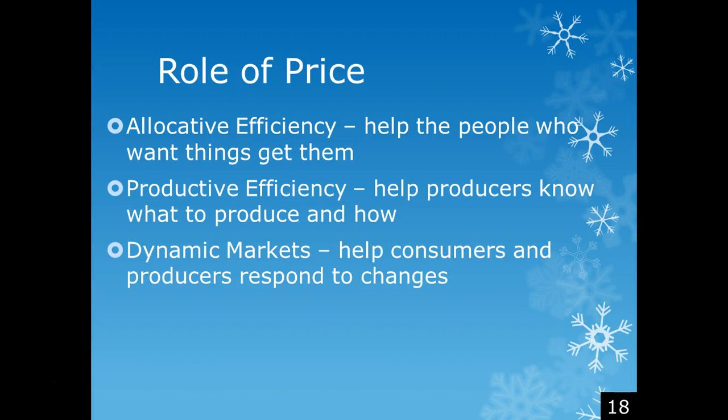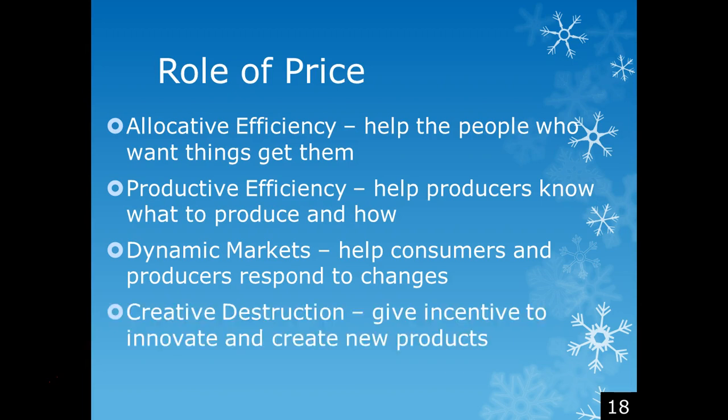Dynamic markets. Prices help consumers and producers respond to changes. If there's a shortage, then prices go up, and that tells consumers they better be more careful, and producers that they should bring in more supply because they can make money that way. And that helps even out the changes in the system. And if producers produce too much, then prices will help consumers know, hey, this should be cheap because there's a lot extra around. Prices help regulate those markets.